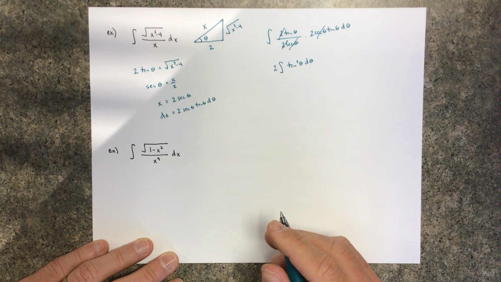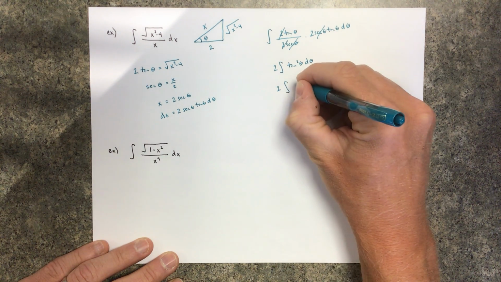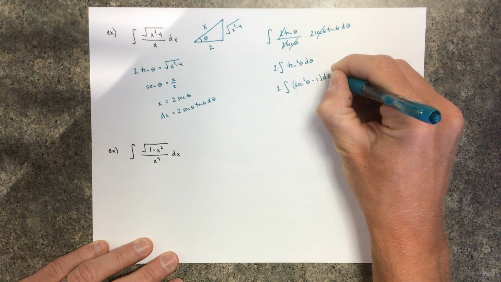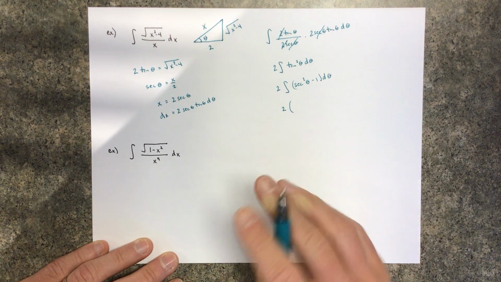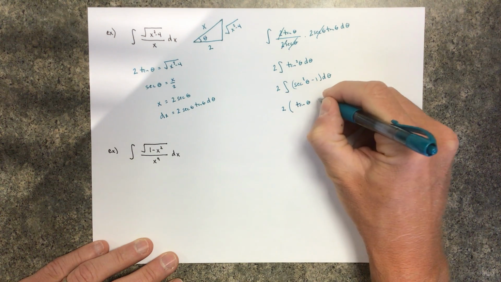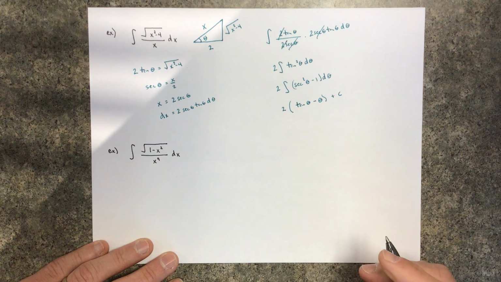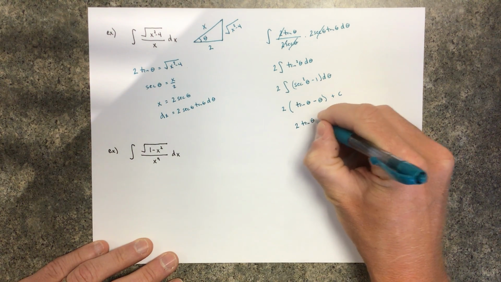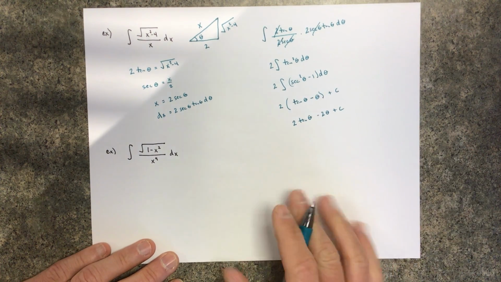Okay, I don't know how to integrate tangent squared, but I do know that tangent squared is secant squared minus 1, and I actually then do know the integral of secant squared. The integral of secant squared is tangent. And then the integral of 1 is just theta. Okay, so then my answer is 2 tan theta minus 2 theta plus c, and then I have to think about how this should work, right?